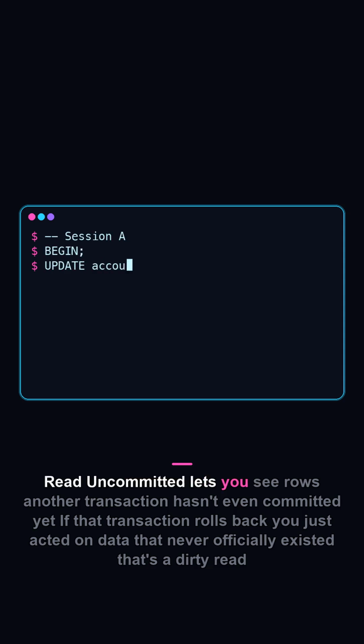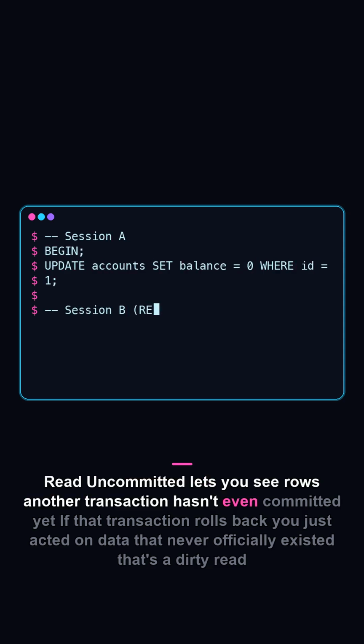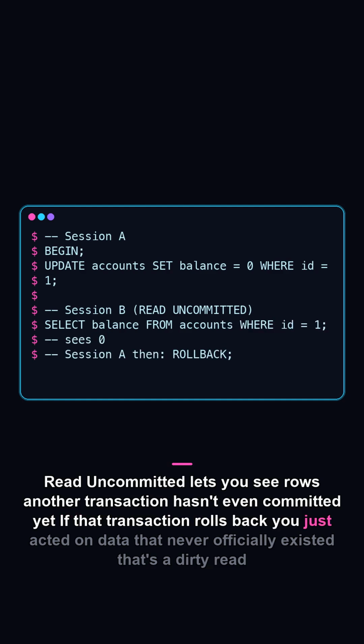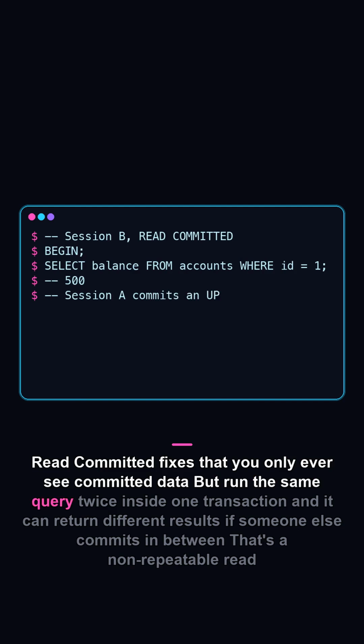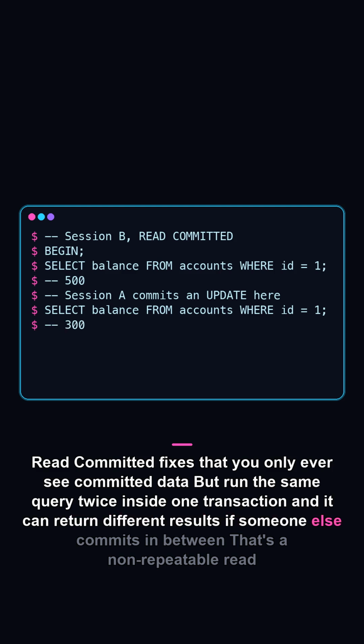Read Uncommitted lets you see rows another transaction hasn't even committed yet. If that transaction rolls back, you just acted on data that never officially existed. That's a dirty read. Read Committed fixes that, you only ever see committed data. But run the same query twice inside one transaction, and it can return different results if someone else commits in between. That's a non-repeatable read.